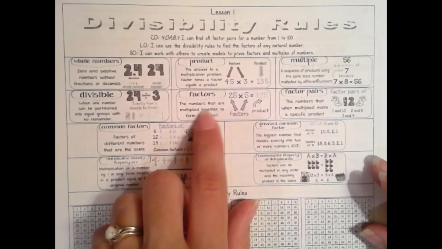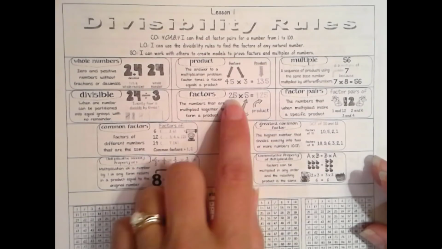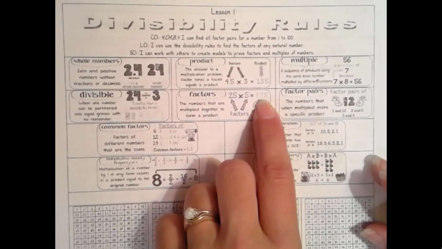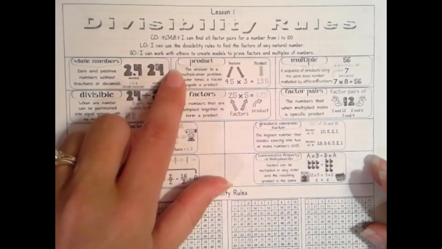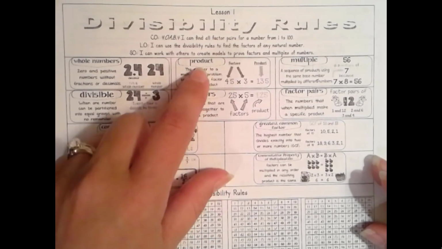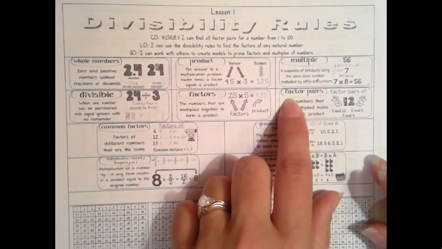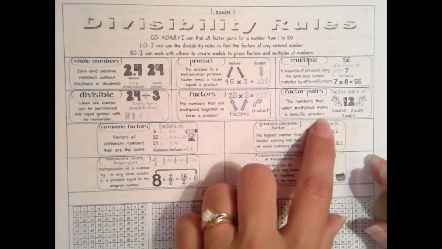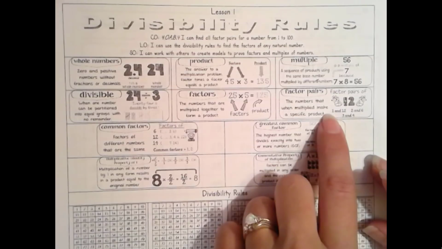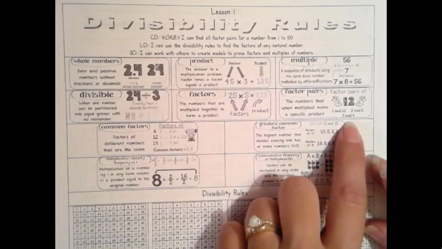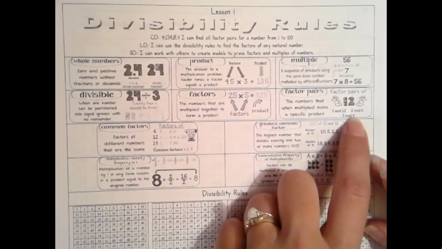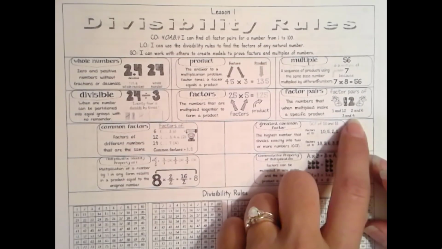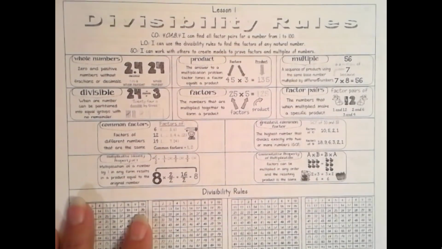Factors, the numbers that are multiplied together to form a product. So 25 times 5, these are our factors, equal this product of 125. So factors multiply together to make products. Factor pairs, the numbers that when multiplied make a specific product. So 1 times 12 makes 12, 2 times 6 equals 12, and 3 times 4 equals 12. So 1 and 12, 2 and 6, 3 and 4, those are all factor pairs.